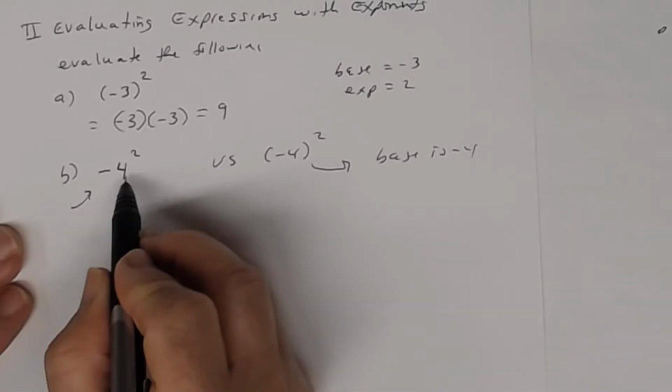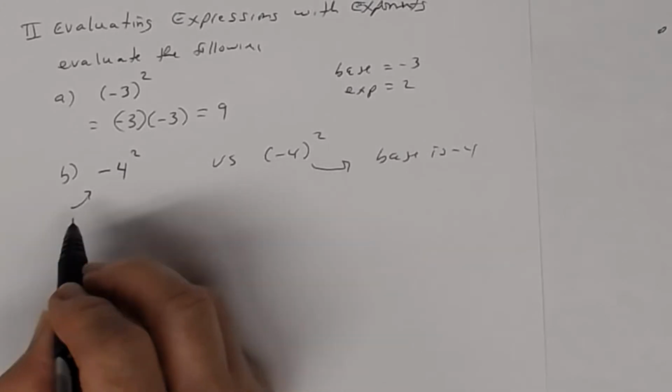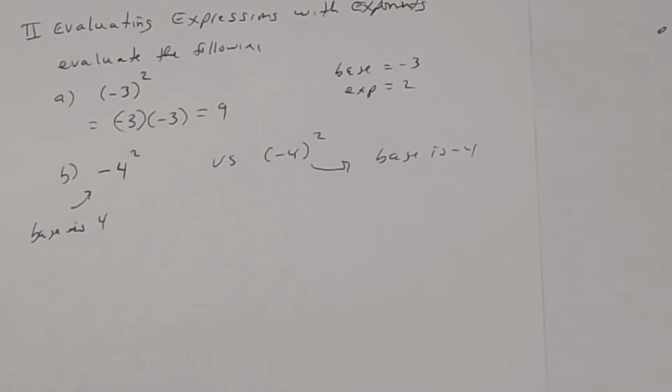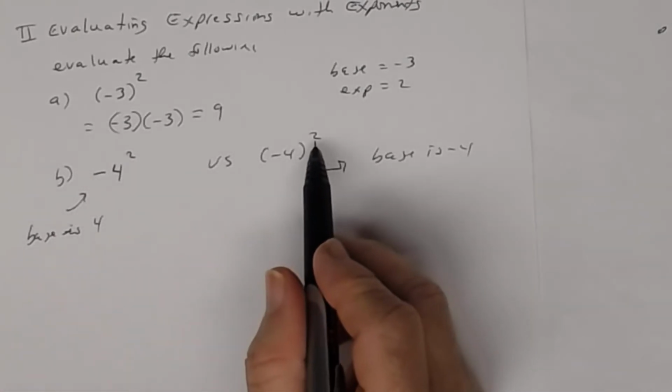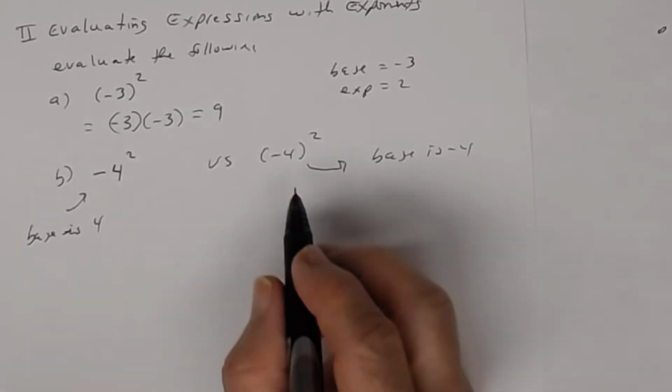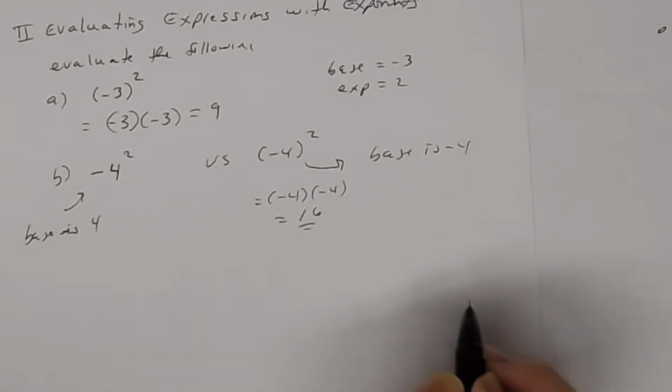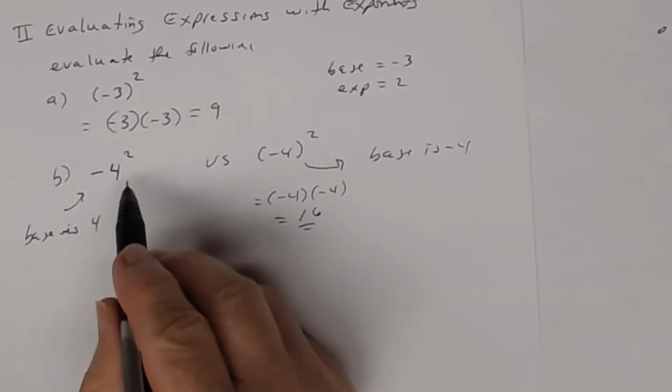Here, the base of what's being squared is a positive 4. Base is 4 here. So you got to be careful. What is being squared? Let's do this one. What is being squared here? A negative 4. So that means negative 4 times negative 4, which is positive 16.